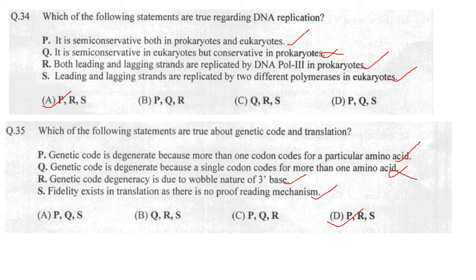Next one. Which of the following statements are true regarding DNA replication? It is semi-conservative both in prokaryotes and eukaryotes. Yes, that is correct. It is semi-conservative in eukaryotes but conservative in prokaryotes. No. Q is wrong. Both leading and lagging strands are replicated by DNA polymerase III in prokaryotes. Correct. Leading and lagging strands are replicated by two different polymerases in eukaryotes. That is also correct. So the answer is option A, P, R and S.